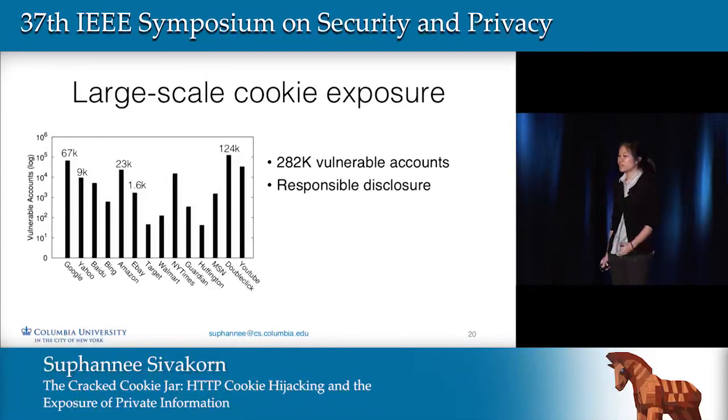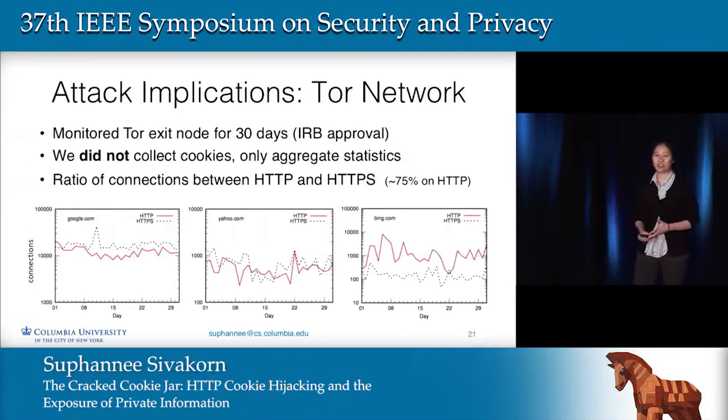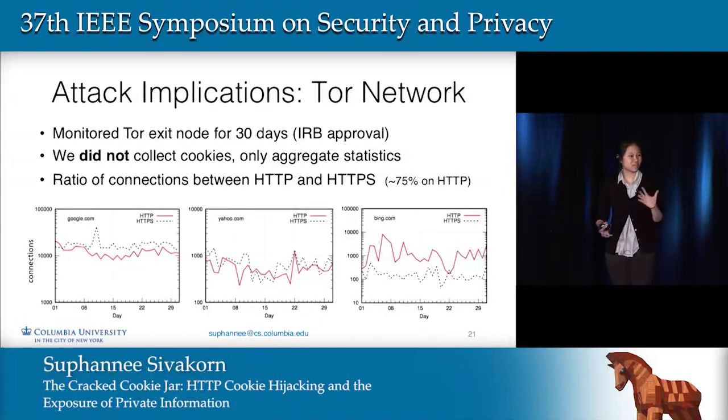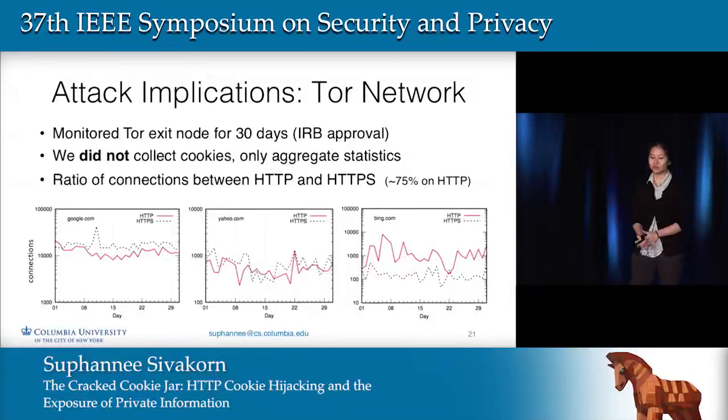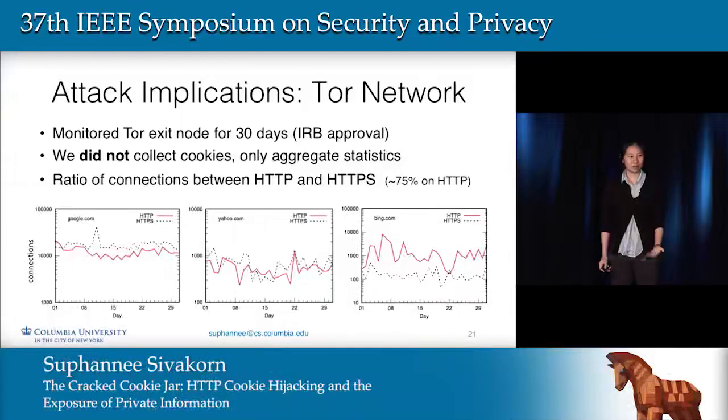Now we want to see what the wider implications of our attack are, so we took a look at the Tor network. We monitored the Tor network for 30 days. Again, we got IRB approval for that. Since Tor users are careful with their privacy, we wanted to know whether they behave differently as well. We made sure that we didn't collect any cookies, because that's not a good thing to do, since they are not Columbia University members. We only collected the ratio between HTTP and HTTPS connections.